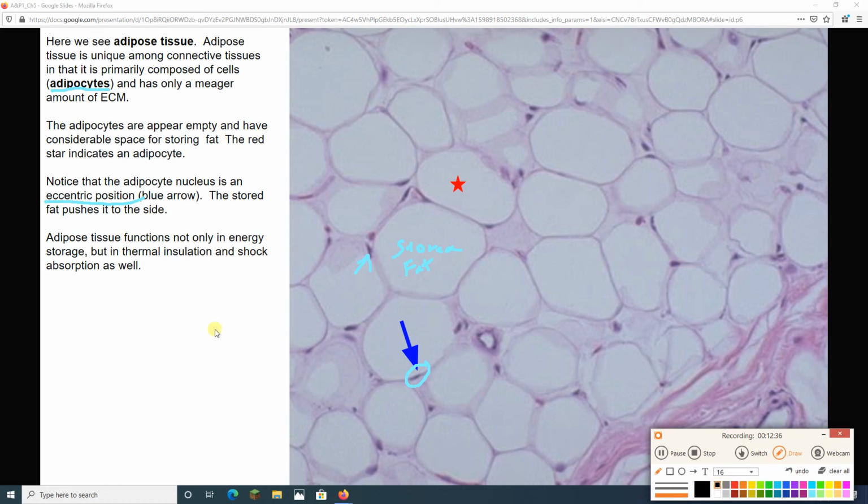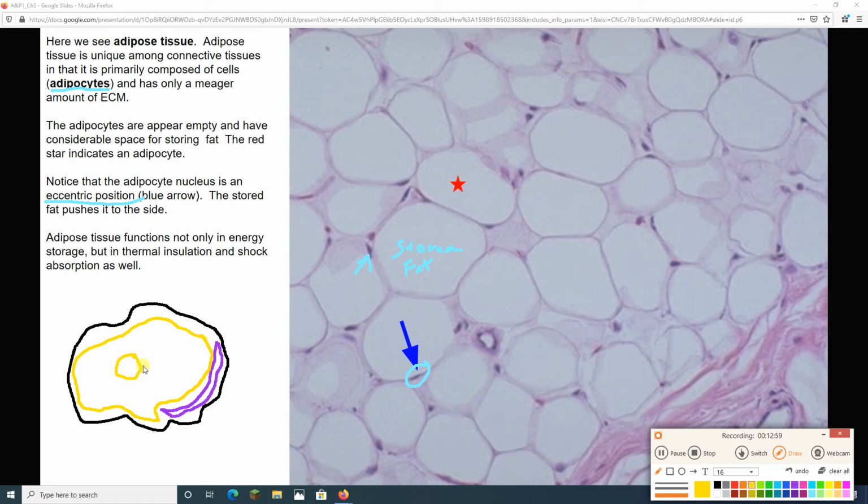If I drew a big old fat cell right here, the nucleus, which of course I'm going to color purple, is pushed off to the side, utterly squished, and then the big droplet of fat is in there, taking up the majority of the volume of the cell. Sometimes you don't even see the nucleus just because it's off to the side. So there's some of these cells where it's like, where's the nucleus? It has one, you just don't see it because it got pushed off to the side.